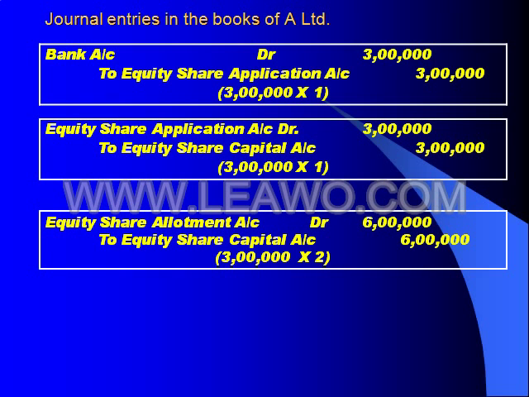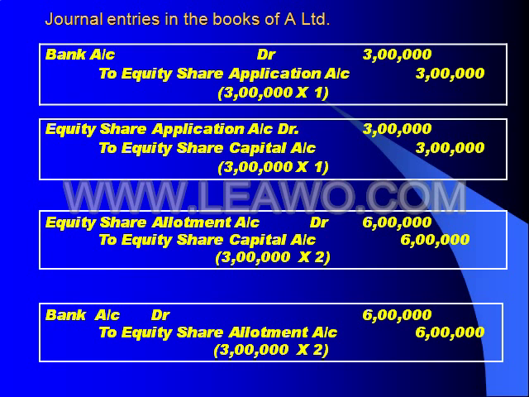After this, rupees 2 per share will be due on allotment. The journal entry that is passed is equity share allotment account debit 3 lakh shares multiplied by 2 rupees, that is 6 lakhs, to equity share capital account 6 lakhs. Nobody has made a default in payment of allotment money, so all money will be received. The entry will be bank account debit 6 lakhs to equity share allotment account 6 lakhs.